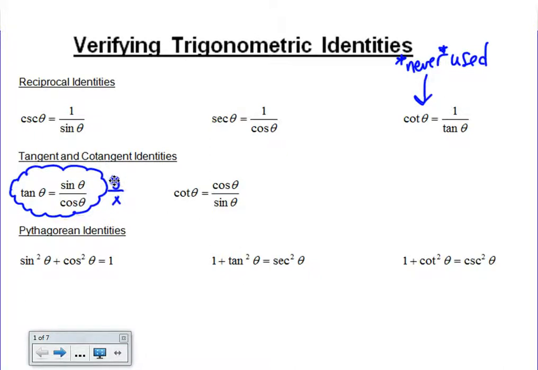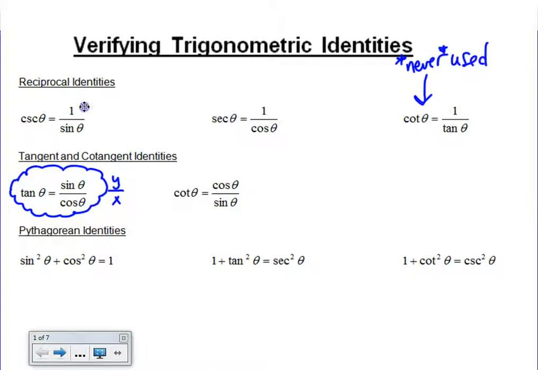So, if all you memorize for me, and you don't even have to memorize it, if all you write down in your foldable is tangent is sine over cosine, and you just know that whenever you see tangent, you can trade it for a sine over cosine, that's good enough for me today. Cotangent, therefore, would be cosine over sine. Someone tell me why that makes sense. Yeah, cotangent is the reciprocal of tangent. So they took the reciprocal.